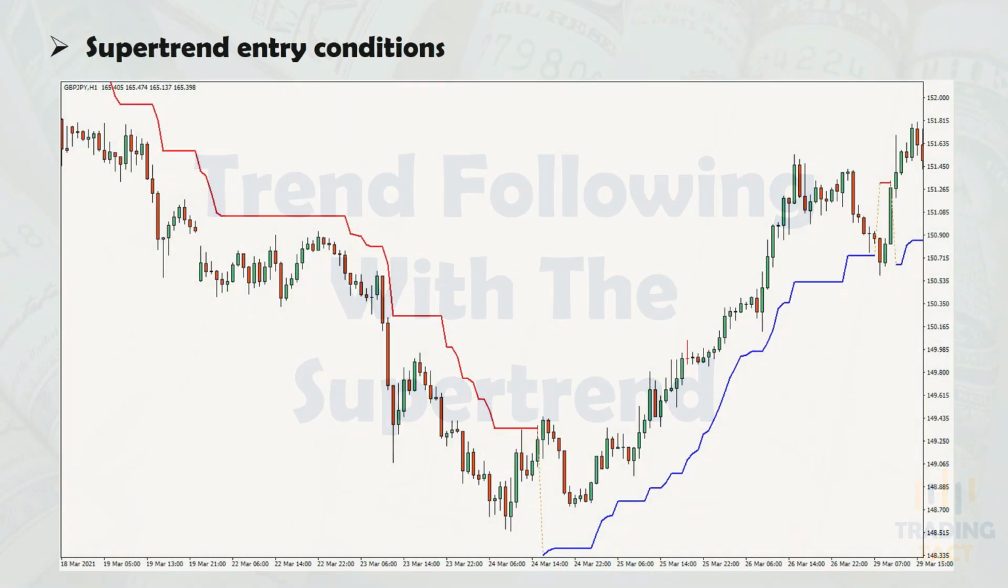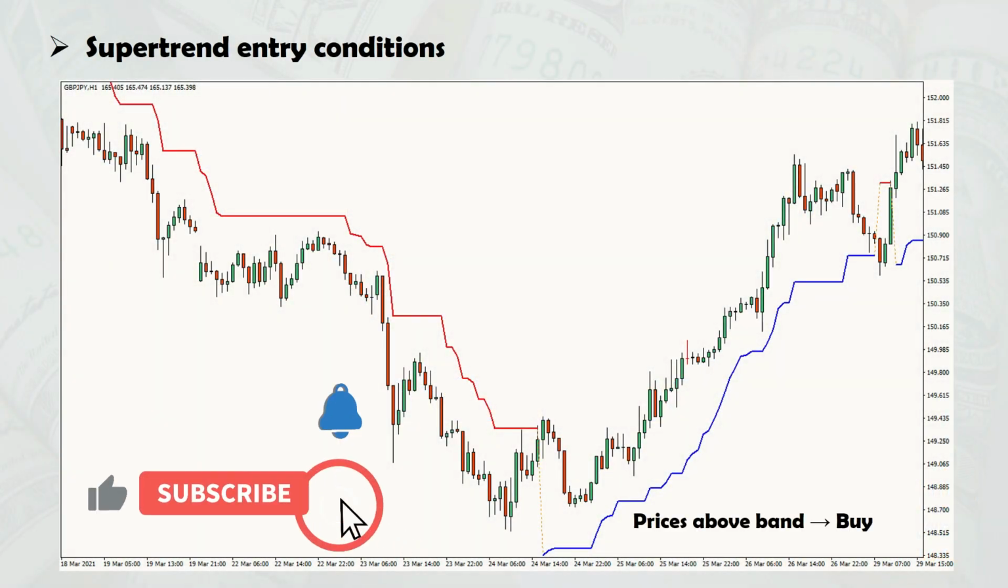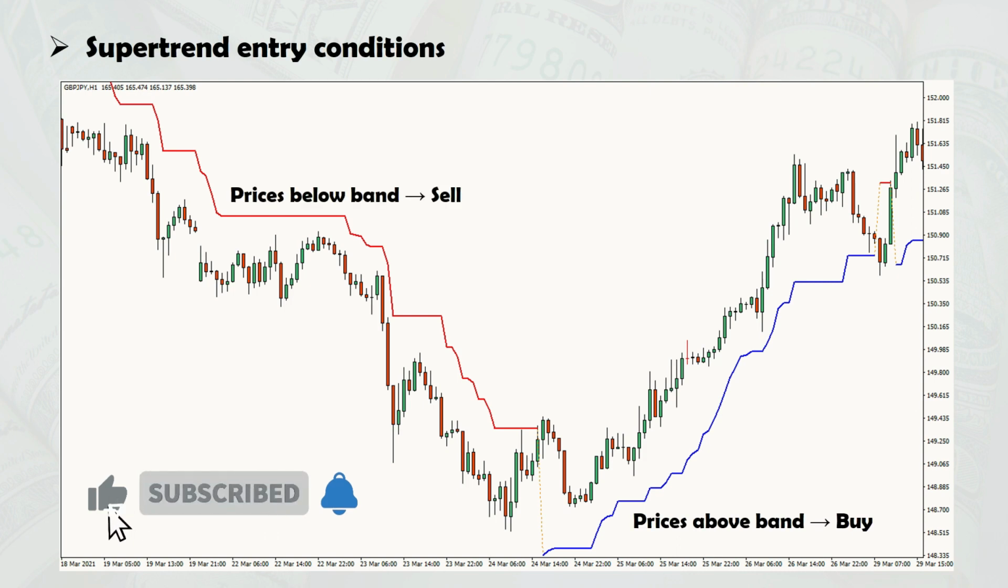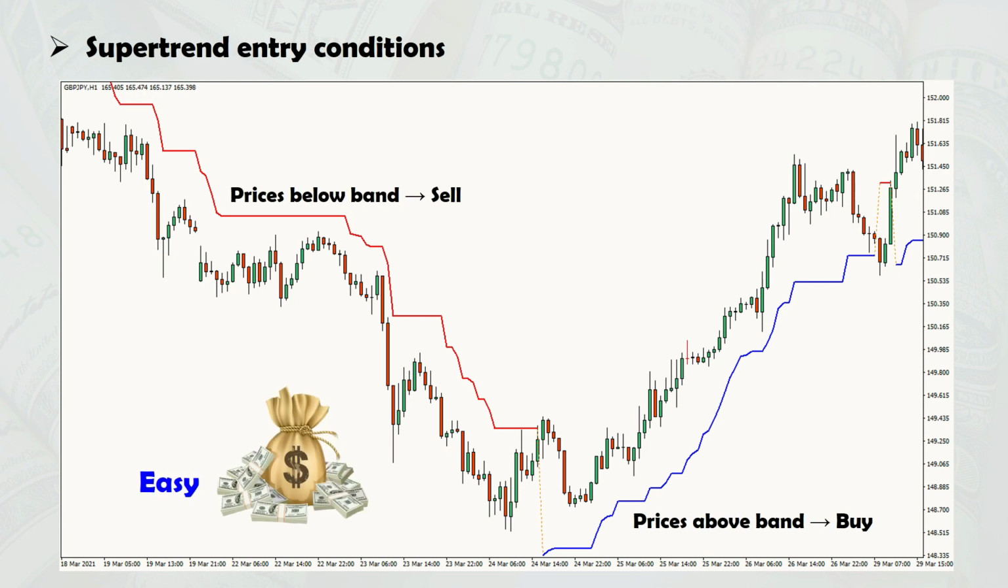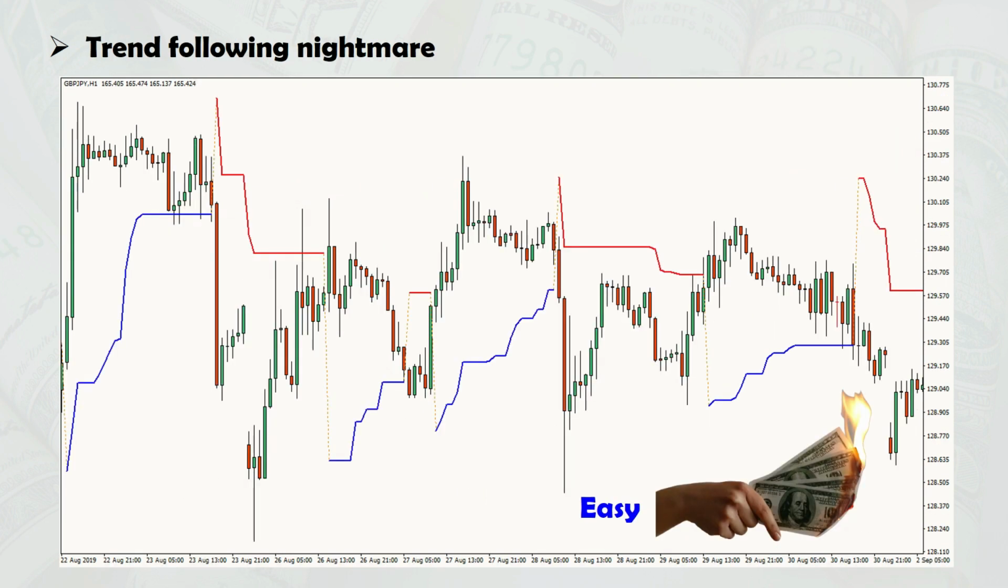The easiest way to use the Supertrend is to buy when prices are above the band, and sell when prices are below the band. In a neatly trending market like this one, such a strategy would yield great returns. The problem is that markets don't trend often. Most of the time, you will suffer whipsaws like those below. The Supertrend tends to produce fewer whipsaw trades than, say, a moving average crossover strategy. Nonetheless, we need a way to improve the strategy's win rate.